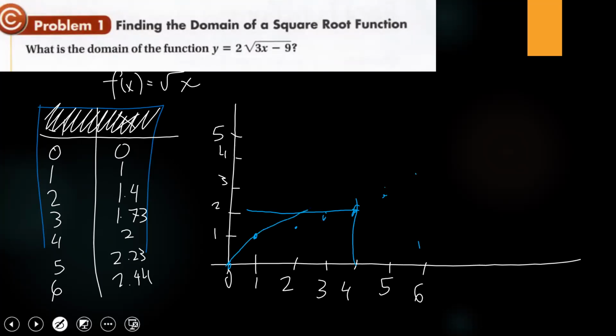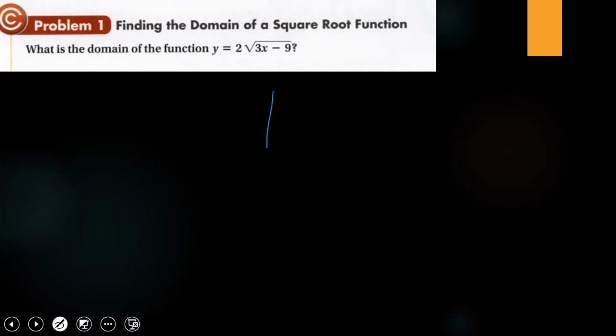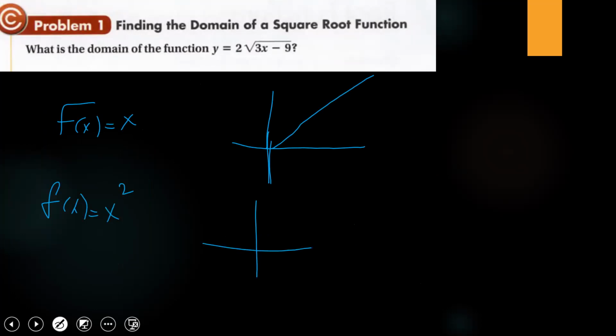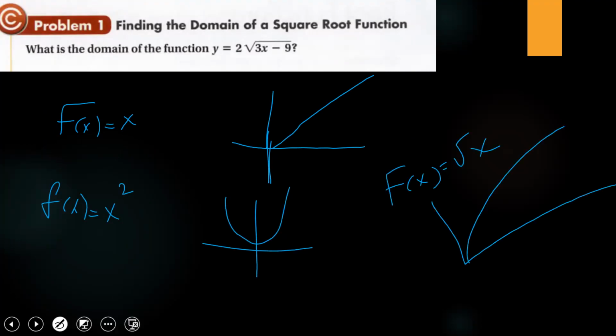So when you connect them now, you will find it makes a curve like this. This function is for square root of x. As we said, we have learned about the linear function f of x equals x, and if we have a linear function, the curve will be like this. If we have f of x equals x squared, it will be like this. And if we have f of x equals square root of x, don't forget, it's like this.